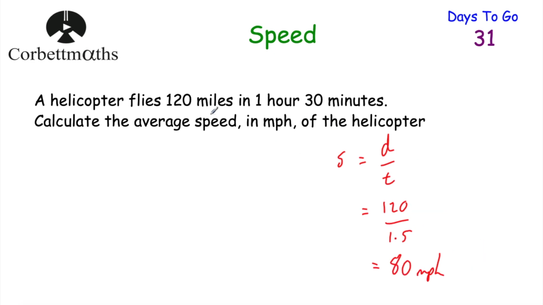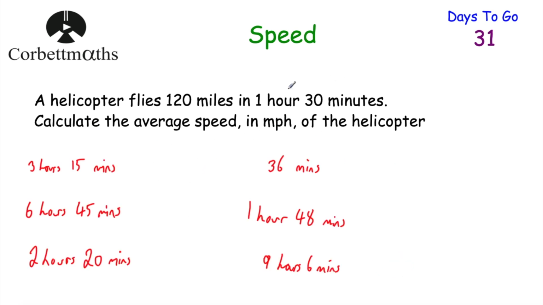Now what I'm going to do is I'm going to write some times here, and I'm going to change them into hours, just so we've got a bit of practice in terms of doing that. Okay, so I've written down some times here. Now this question was quite nice because it's 1 hour 30 minutes. So we just knew that was 1.5 hours. So I've written down some times here: 3 hours 15 minutes, 6 hours 45 minutes, 2 hours 20 minutes, 36 minutes, 1 hour 48 minutes, and 9 hours and 6 minutes. And see if you can change those into hours now. So press pause and convert all of these just into hours.